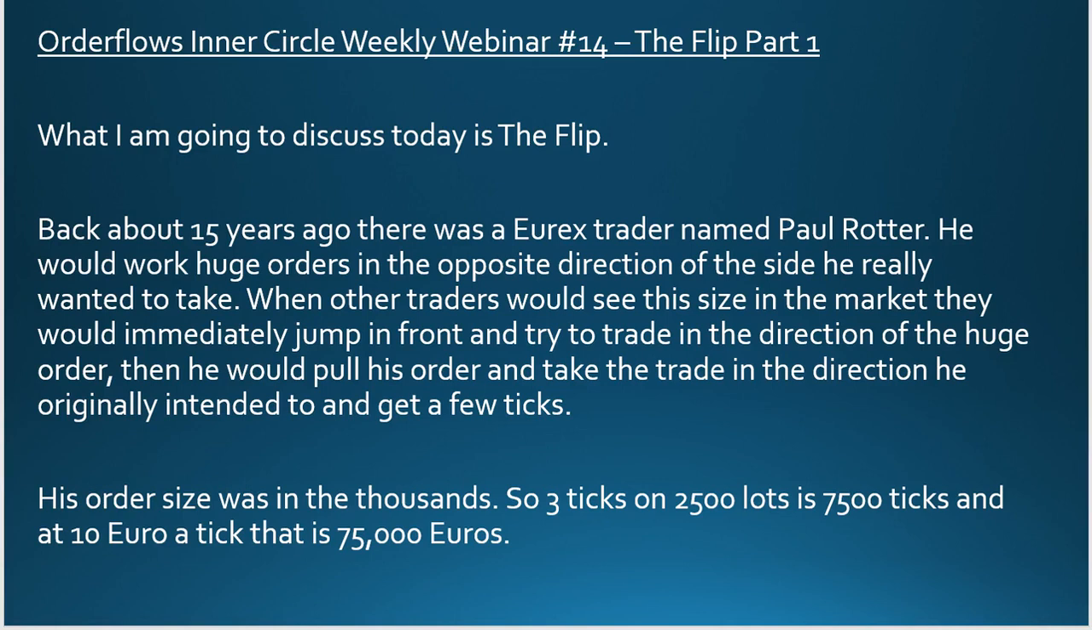And imagine he's trading 180,000 lots a day. Imagine how much profit potential he's got if just a portion of his trades were profitable. So that's how he became famous.